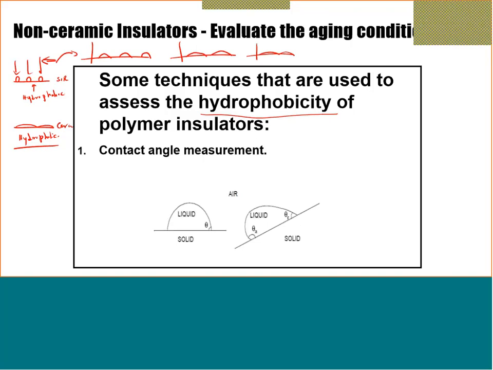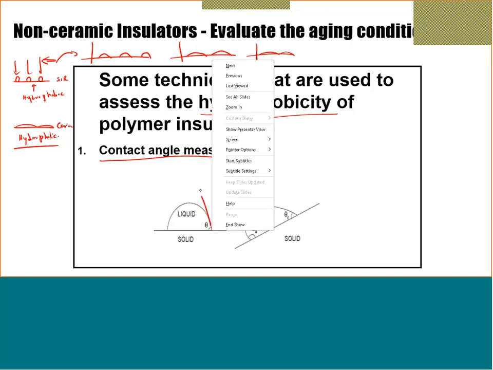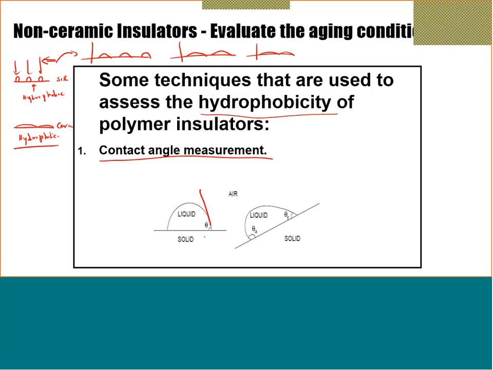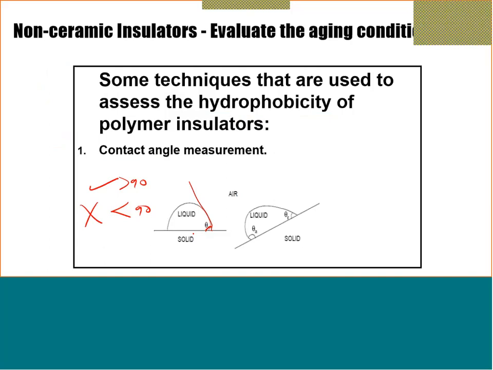One technique is called the contact angle measurement. You measure the contact angle between the water droplet and the surface. If it is greater than 90, it's good. Less than 90, it's not good. And we have it either static or dynamic. There's no need to go through this because we will not talk about this in detail.